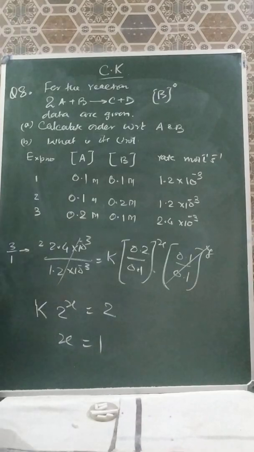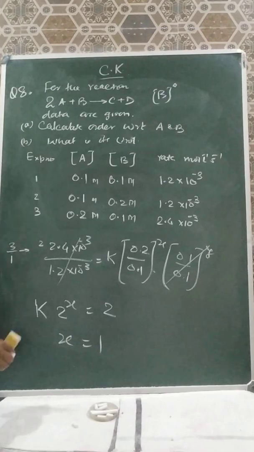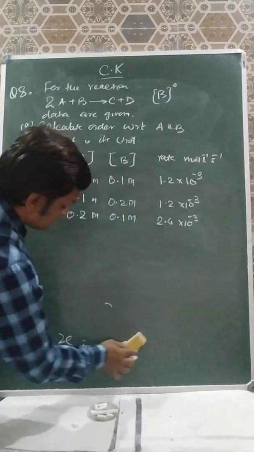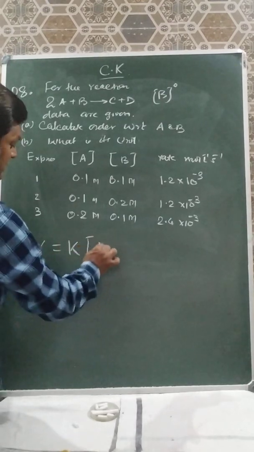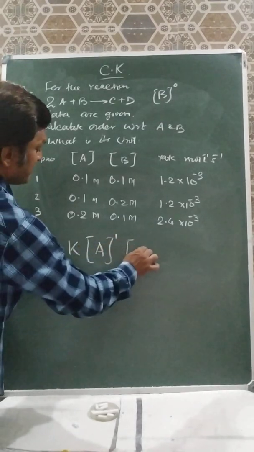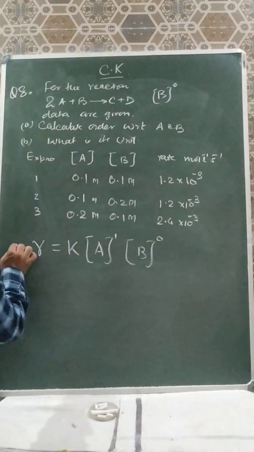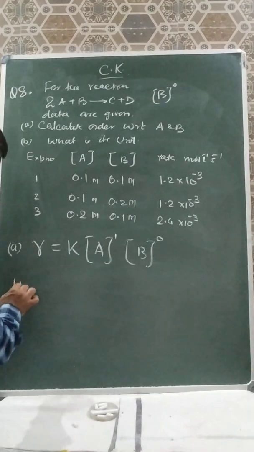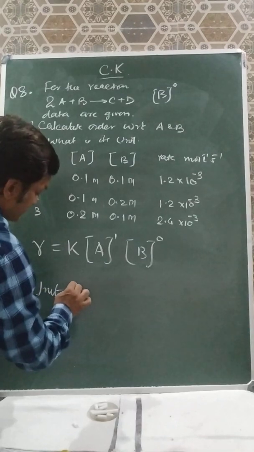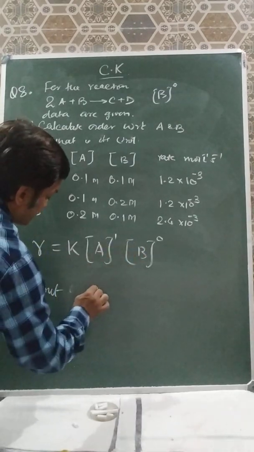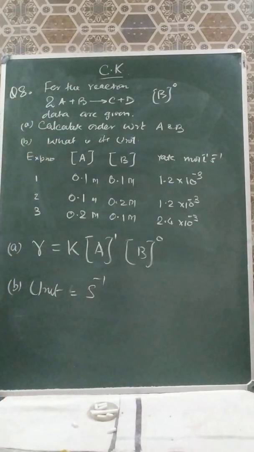Now the answer: the order of A is equal to 1. The rate is equal to k [A] to the power first order and [B] to the power 0 order. What is the unit? The unit of k, since the order is first order, is per second. Okay. Now the total number of questions discussed today is 8.